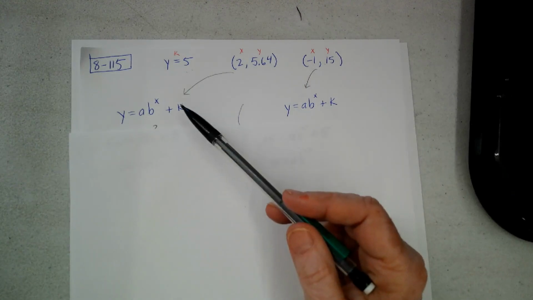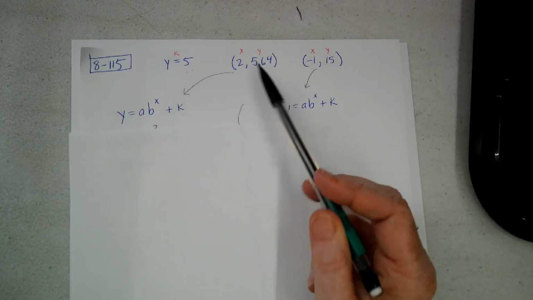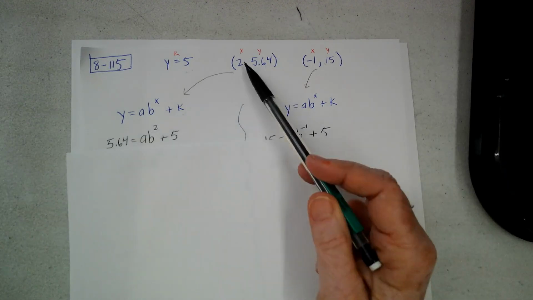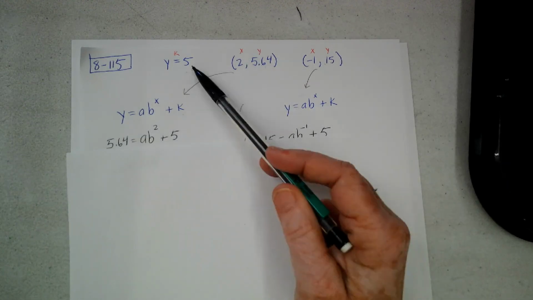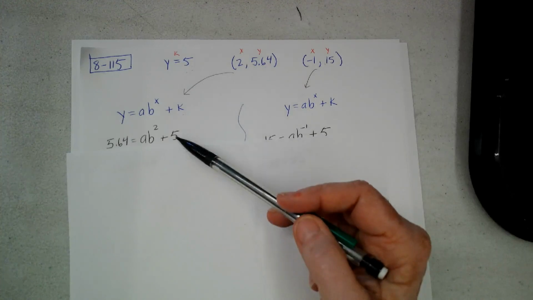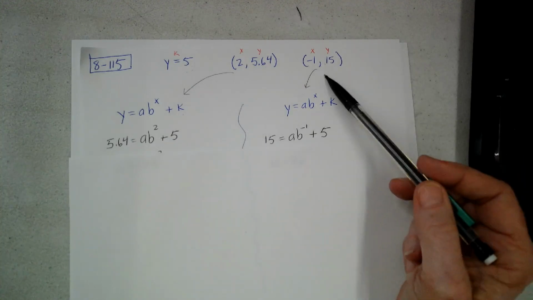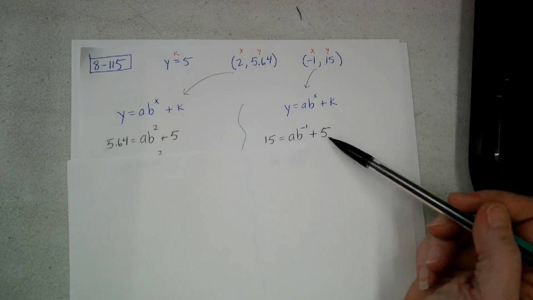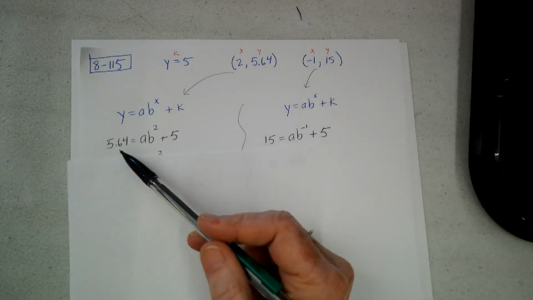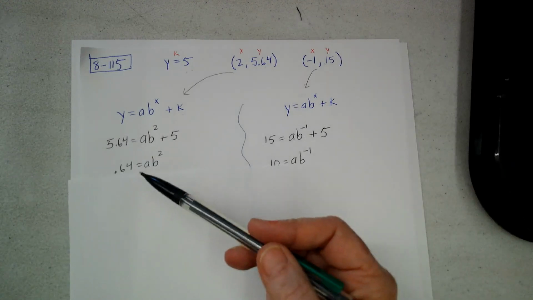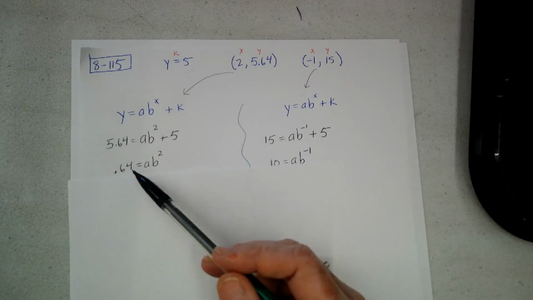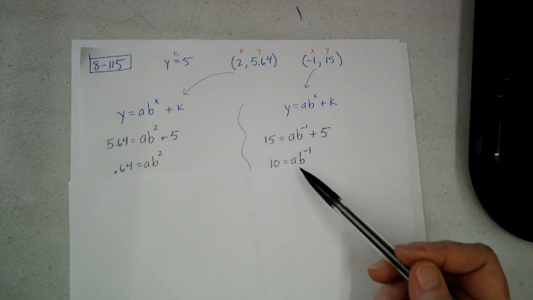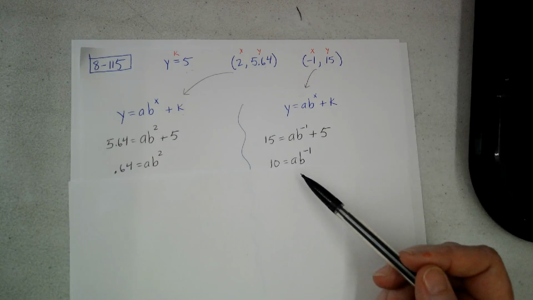So I am going to use these numbers over here: the y, I'm going to plug it in for the y, and the x, I'm going to plug it in for the x, and the k is going to be 5. And I do the same exact thing over here, plugging in everything. And then I'm going to subtract 5 on both sides. I got this over here on the left-hand side, and subtracting 5 on both sides here, I got this. And now I have a system of equations.